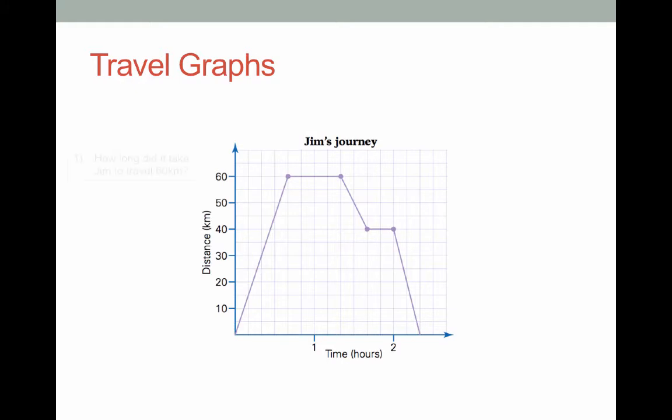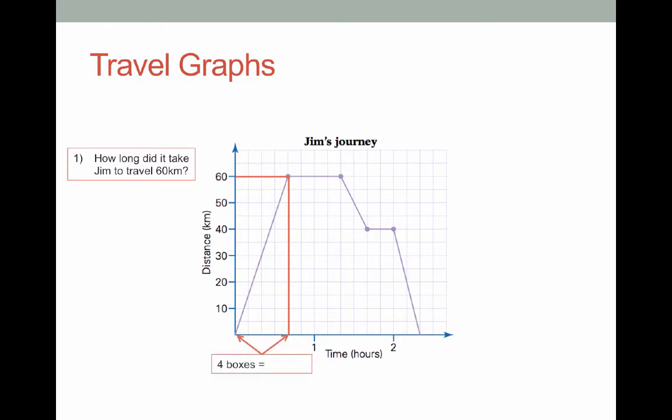So let's begin. Question number 1 says, how long did it take Jim to travel 60 kilometers? Pause the video and try it for yourself. 60 kilometers was his first movement in his journey. We just need to look at where it goes onto the horizontal axis. It's gone 4 boxes by the time he's reached 60 kilometers, and 4 boxes is 40 minutes. So it took him 40 minutes to travel 60 kilometers.